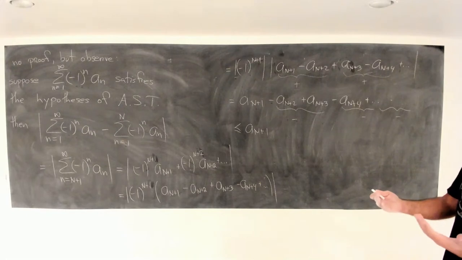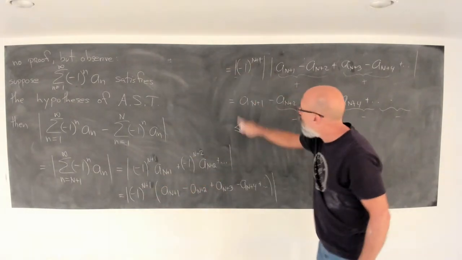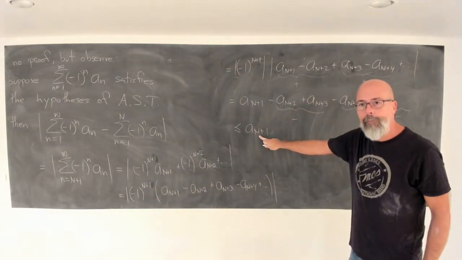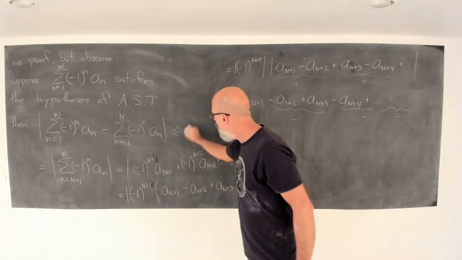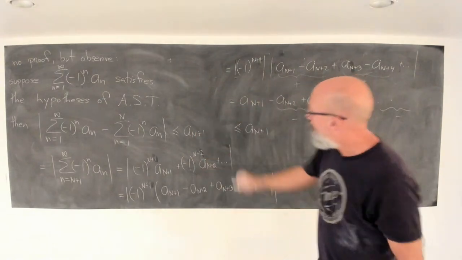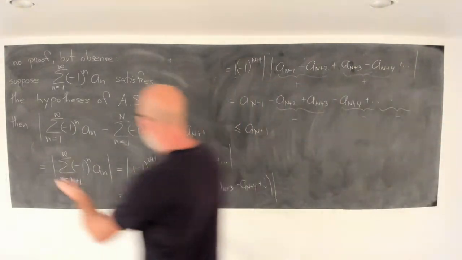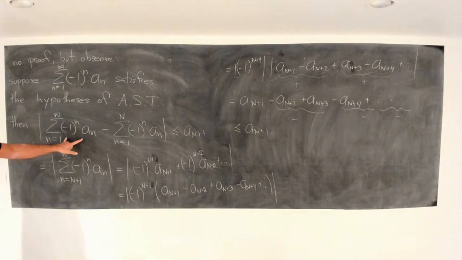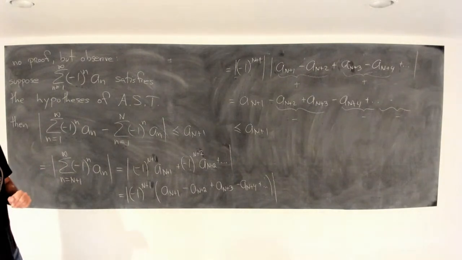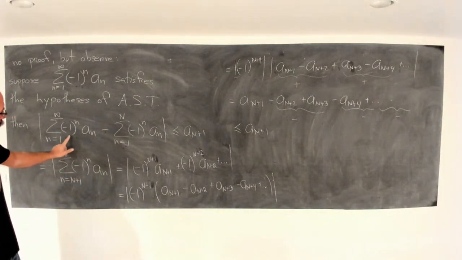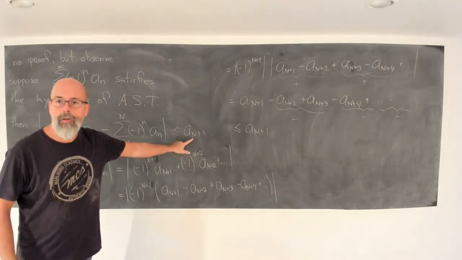So you see what we get. This thing is less than or equal to a_(n+1). You can approximate what the series converges to by adding the first n terms. How far away are you from the actual answer? You're less than or equal to the next term in line.